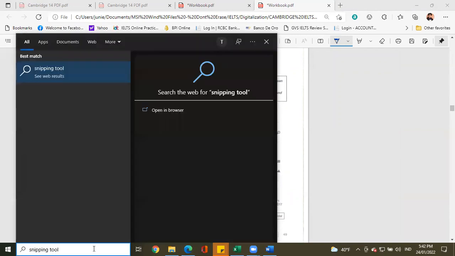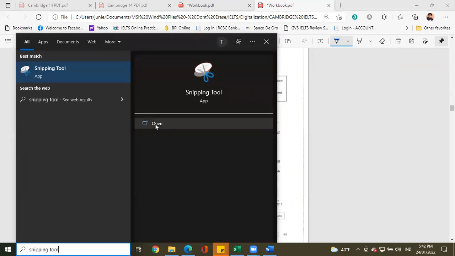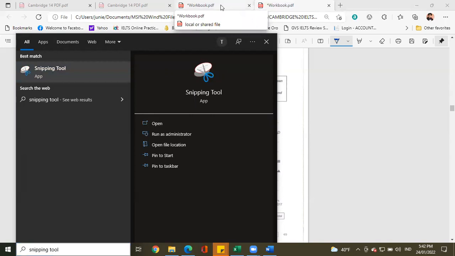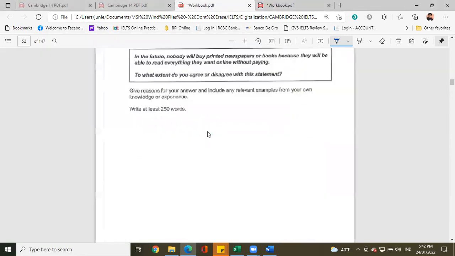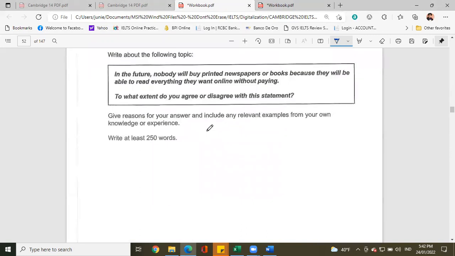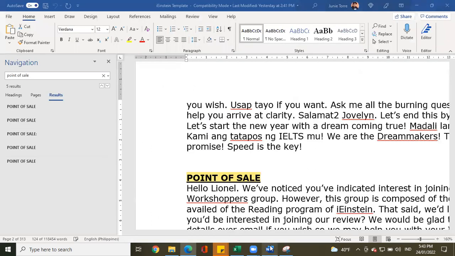There. I-snip natin siya. Okay. Open. Ano kay task 2 niya? Let's go snip. What's the task 2? Nobody would buy printed newspapers or books because they will be able to read everything they want online without paying. Okay, boring.